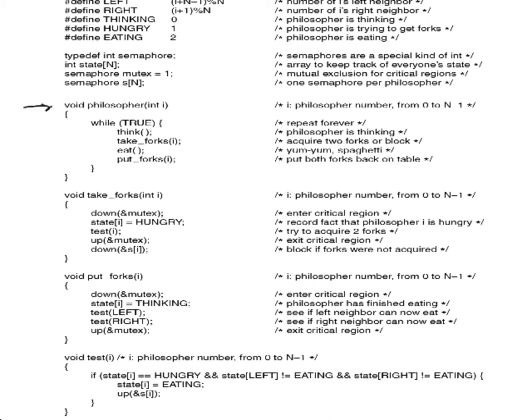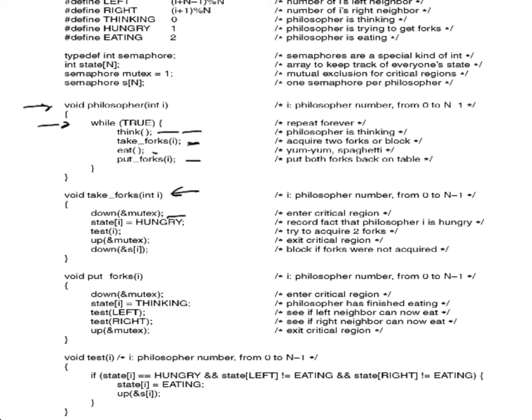Let's be philosopher I. So I'm philosopher I, I come in, and I loop forever. I first think, then I take the forks, then I eat, then I put the forks back. And then I come back and I think again. Now let's suppose I think, and then I come to take the forks. So let's come down to take forks. It's this function here.